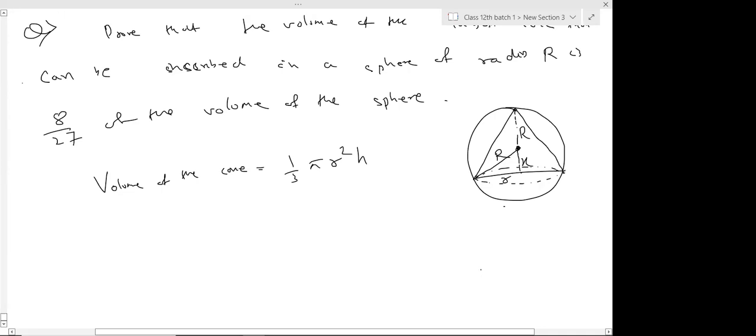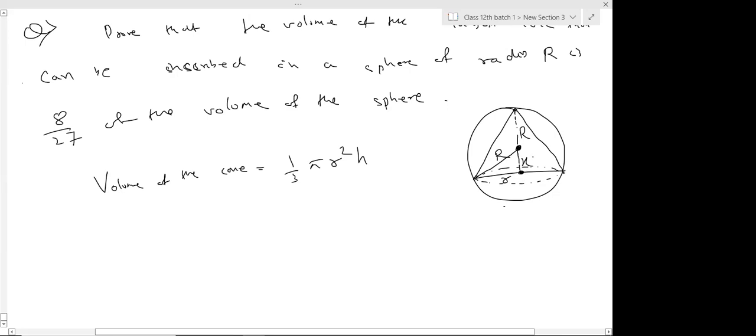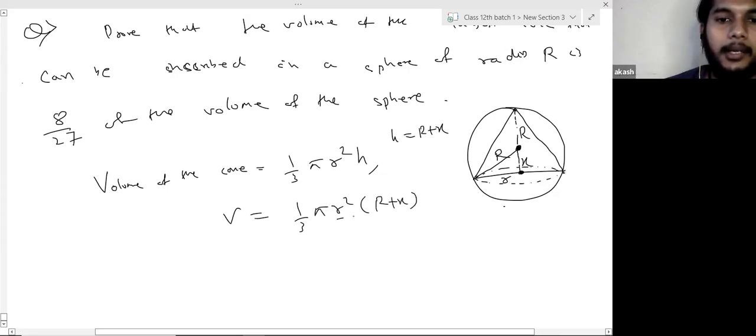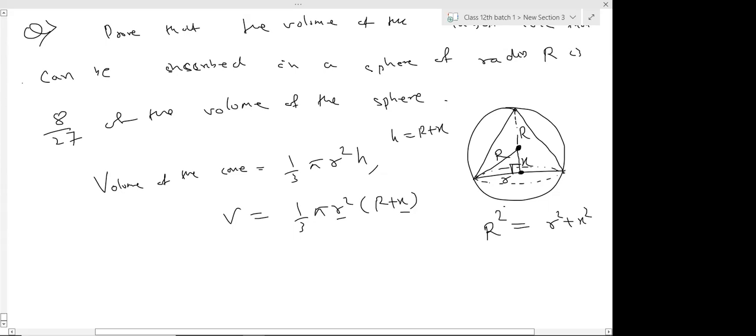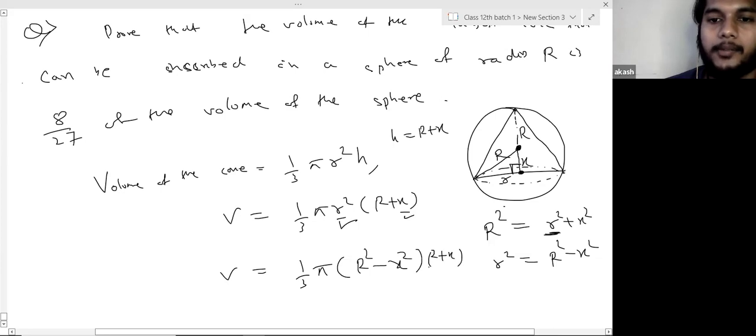Sir, what is x there? X is from the center to the base. We don't know the length. See here, h is R plus x. So you can write V equals 1/3 pi r square into (R plus x). Now we have two variables, r square and x. From this triangle we can use the Pythagoras theorem: capital R square is small r square plus x square. Yes or no? Yes, sir. So now you can easily find r square equals capital R square minus x square. Why did I choose r square? Because we already have r square in this equation. If we find x, then we will go into a square root, and we don't like square roots. So V is 1/3 pi (R square minus x square) into (R plus x).